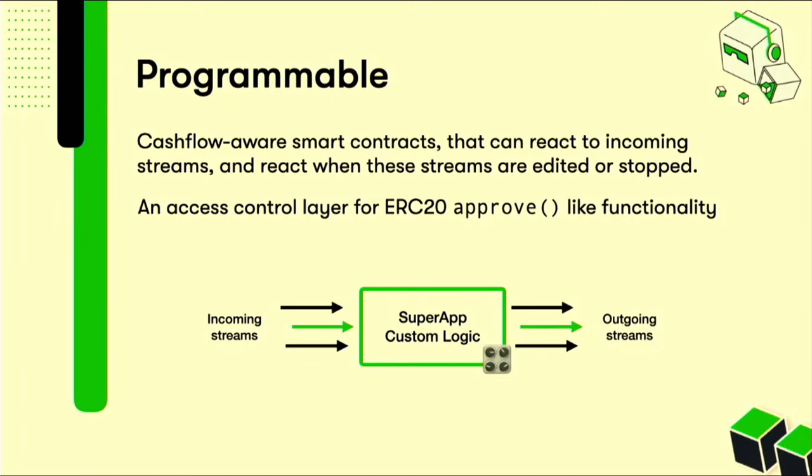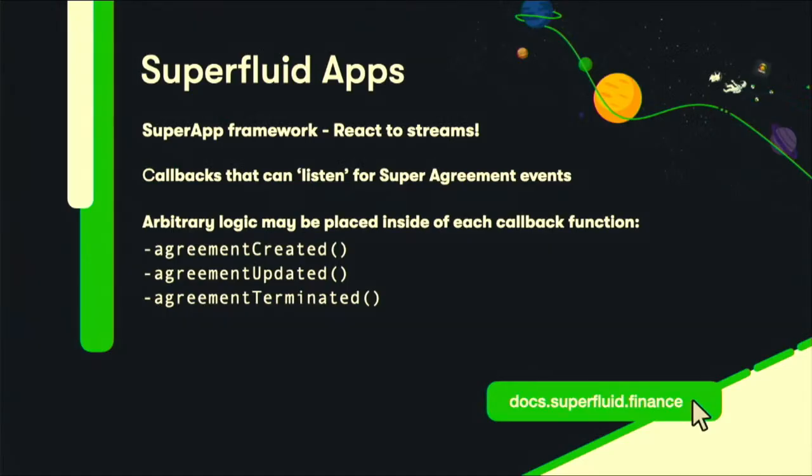We also have these things called super apps, which you see here down in the middle. These are cash flow aware smart contracts that can react to specific events. If I send a stream into a contract, it can react and then do something for me. One example we'll go through later, where we'll actually get into some code, is one that can take in a stream, and the second it starts receiving those tokens, redirect them to whoever the owner of that contract is. These Superfluid apps are very important in painting the picture of the potential of what Superfluid can offer.